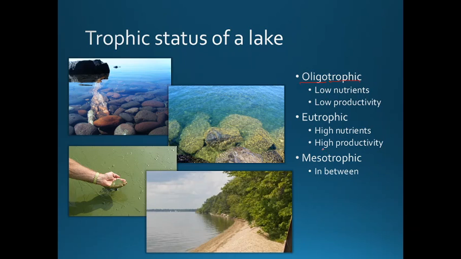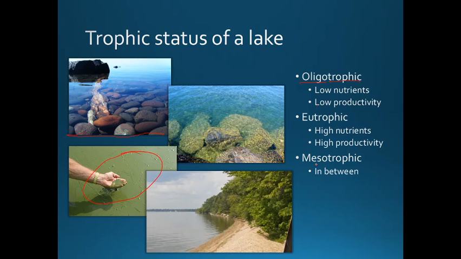Think of them as just pretty much pure water, right? So Lake Superior here is really clear. Lake Michigan is actually the clearest. Right now, it is the clearest Great Lake. Didn't used to be. But eutrophic then are these green water lakes. High nutrients, high productivity. So add a bunch of phosphorus to a lake, you get a bunch of algae growing.